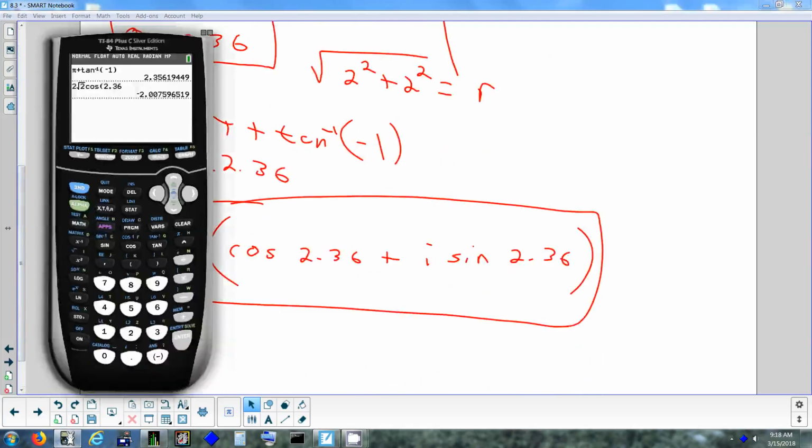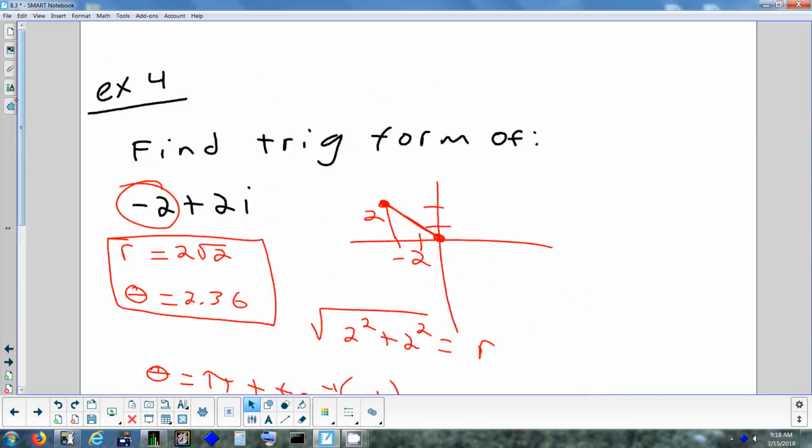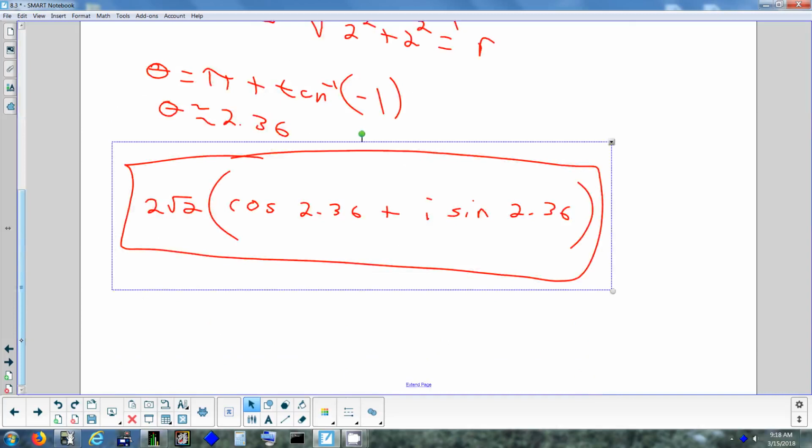Right. If you do the same thing again, distribute the 2 root 2 to the sine, you would get 1.99, basically 2. So you would have a 2 times an I. So if you do that out, you're changing it back. Okay? Any questions on that?